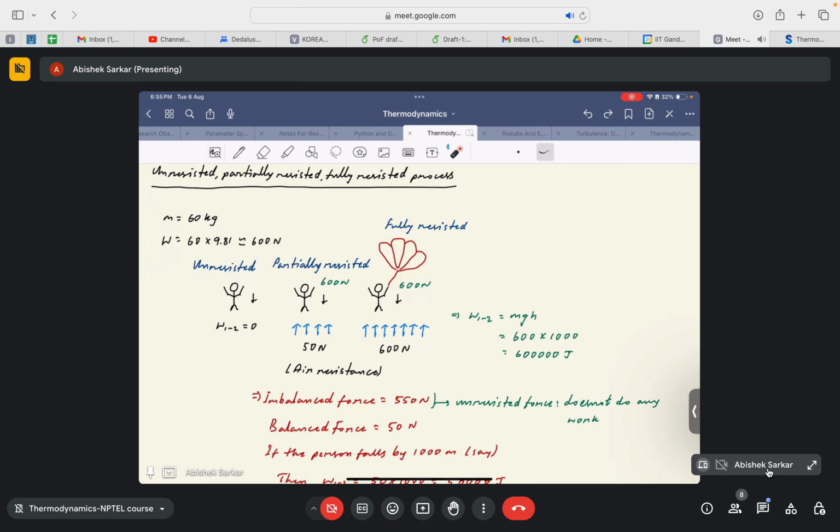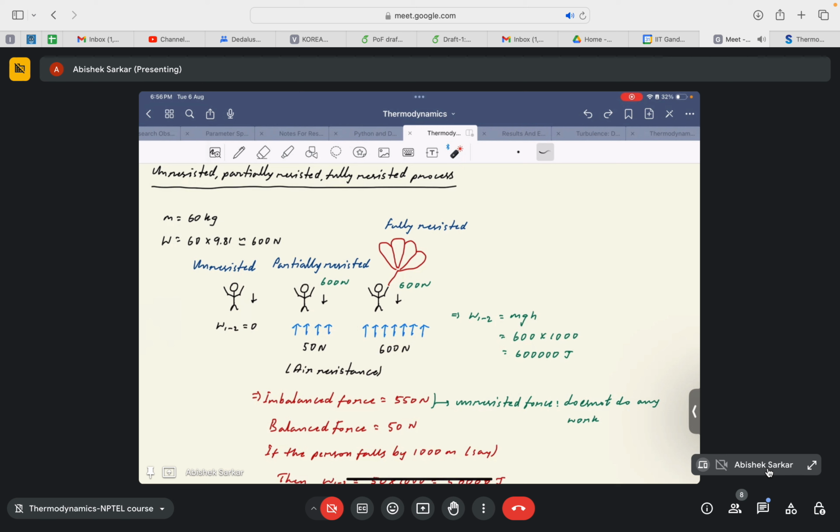So I'm again sorry for the delay. This diagram was used to show the difference in work interaction in the case of an unresisted, a partially resisted, or a fully resisted process. In this context, Professor Anand used the example of free fall and a partially resisted fall, where the air is relatively thick and offers some kind of resistance to the falling person. And the third example was the case where the air is very thick and the person also uses a parachute to resist his descent from a particular height.